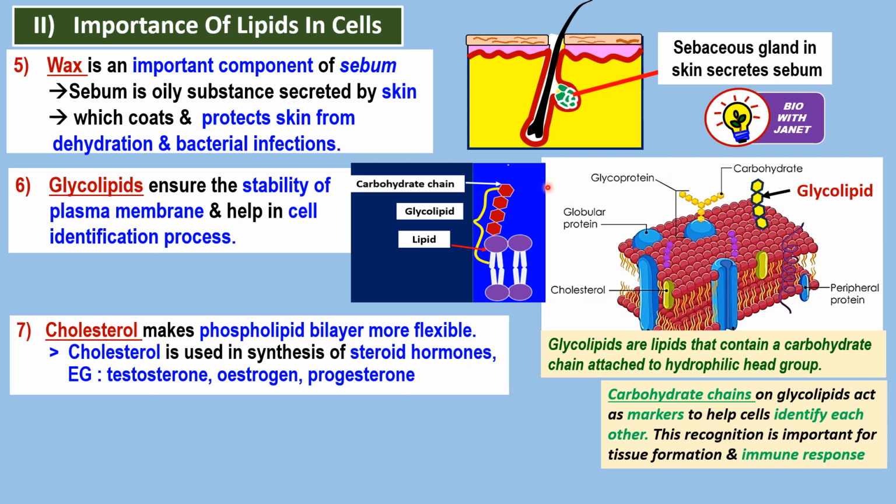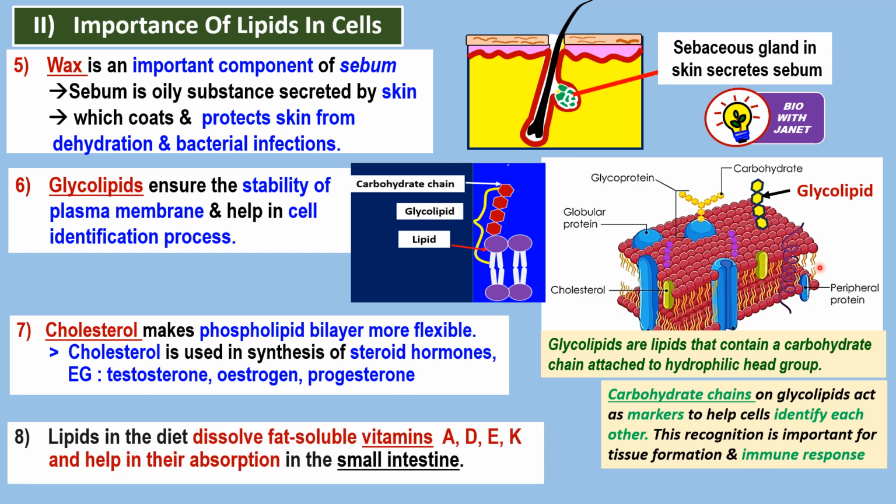Okay, so here you see the carbohydrate chain. This is a cross-section of the plasma membrane, and the lipid head is here, the hydrophilic head. So this whole thing is the glycolipid molecule.